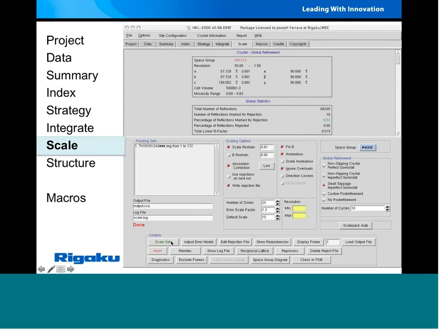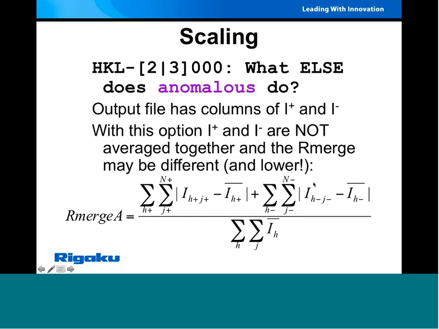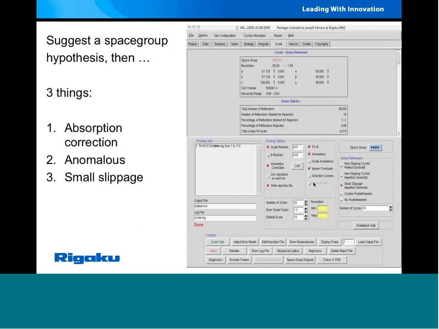And you would press this button, Scale Sets. So, of course, you want to suggest the space group hypothesis first. Then do these three things: absorption correction, anomalous, small slippage, and look at the results, and you may make some other adjustments then. So let's go back to my display here.